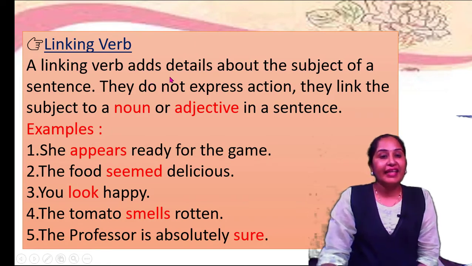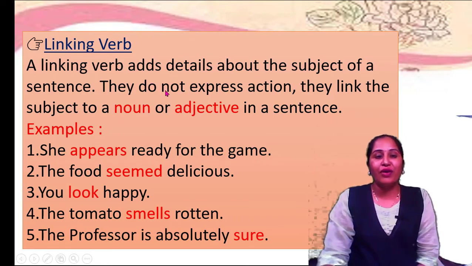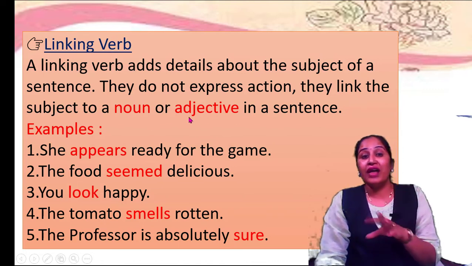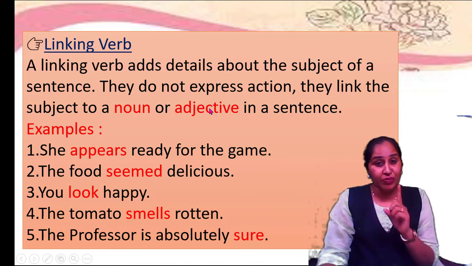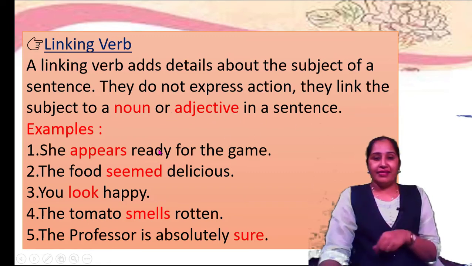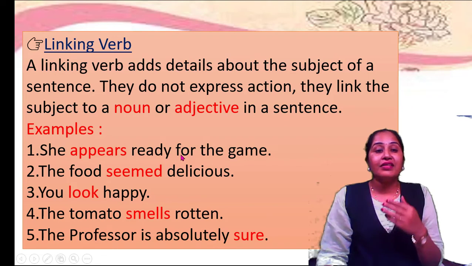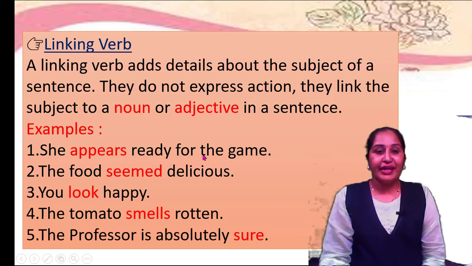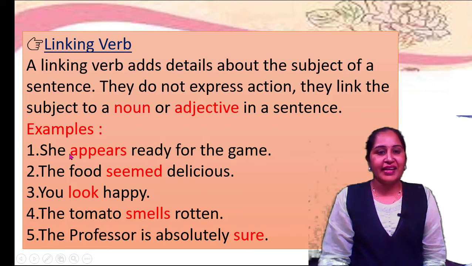Linking verbs. A linking verb adds detail about the subject of a sentence. They do not express action, they link the subject to a noun or adjective. So remember the most important thing, they link the subject to a noun or adjective in the sentence. For example, she appears ready for the game. She is here the subject, appears is here the linking verb. Ready for the game. This is a noun. Here it links the subject she and the game.